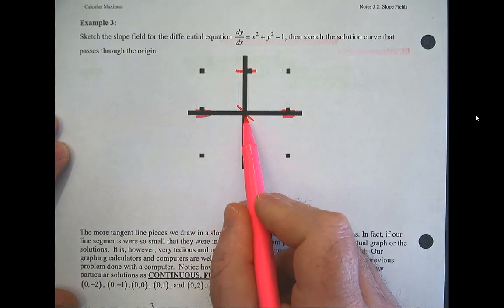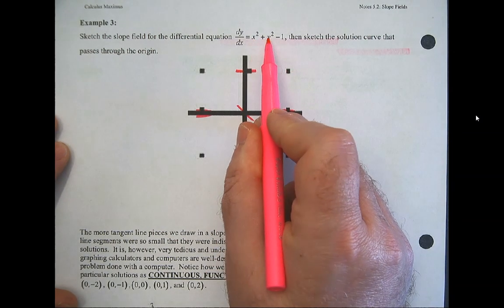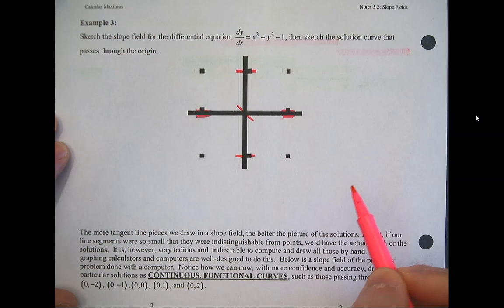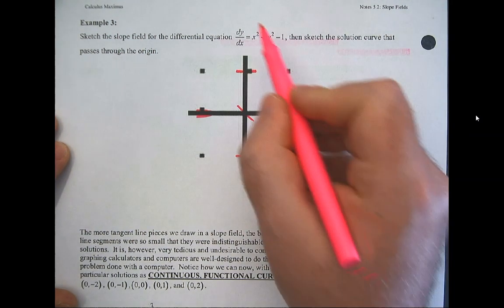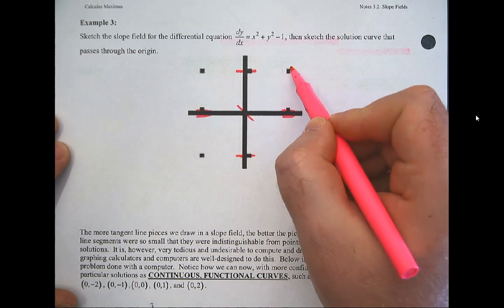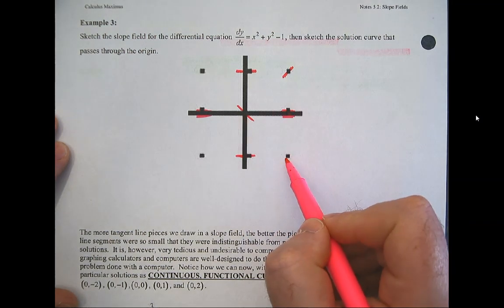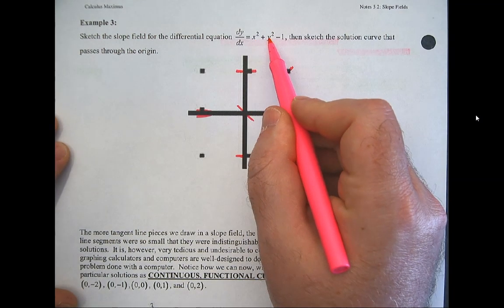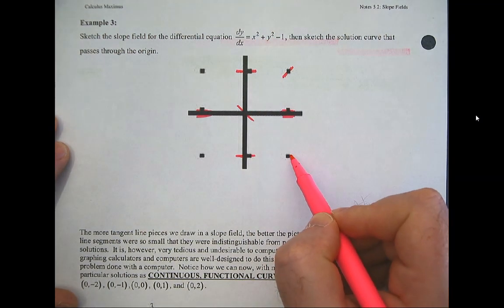Let's go down to this one. That's 0. That's negative 1, but that's 1 when I square it. 1, 1. That'd be 1 plus 1. Take away 1 is 1. That's negative 1, which is 1, and 1, which is 2. Take away 1, which is 1.